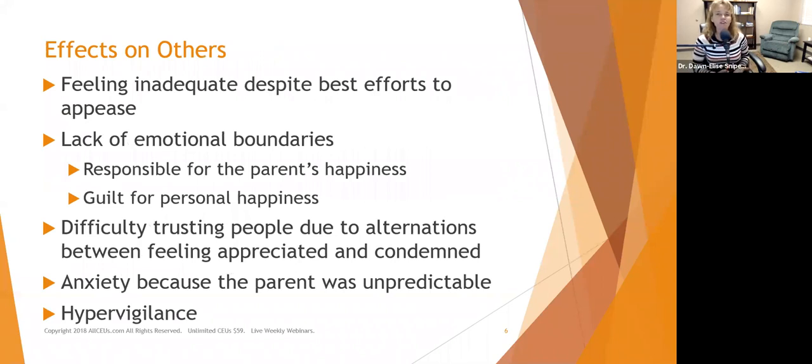The effects on others: they feel inadequate despite their best efforts to appease people. And this isn't quite as common in addiction as it is in borderline personality disorder. Probably 50%, 40% of the clients that I've worked with, I would say this fit them a preponderance of the time. Their self-esteem was really low. They felt inadequate. They felt even the skills they had, they felt like they were imposters, that somebody was going to find them out and that they were really not good at anything. The person with borderline personality disorder just always feels inadequate. They don't have a sense of self, so they're looking for somebody to tell them who they are and give them the foundation. They lack emotional boundaries.